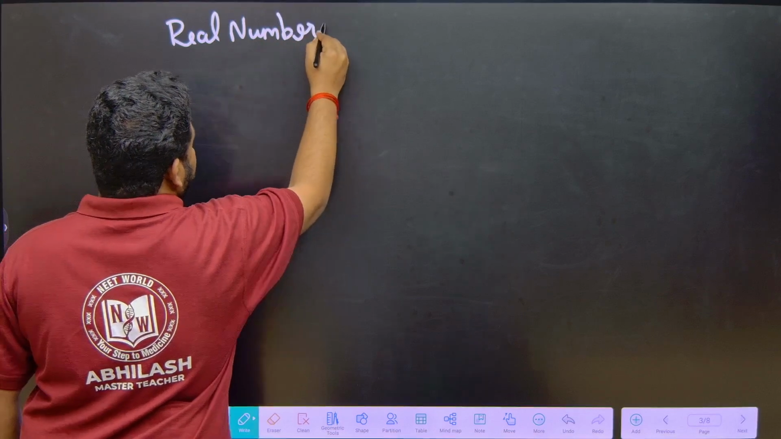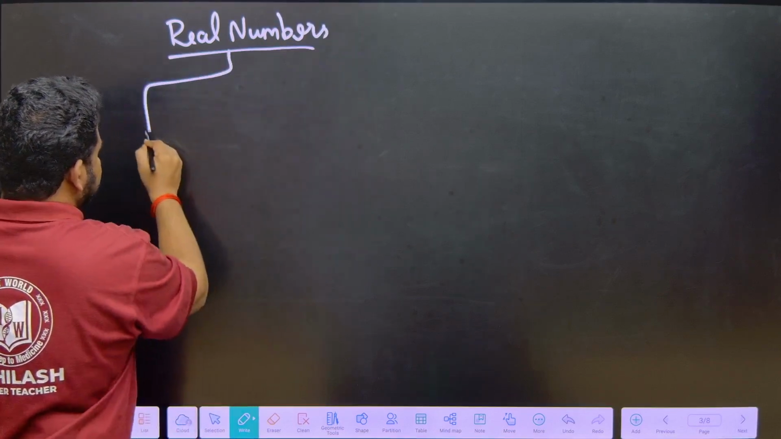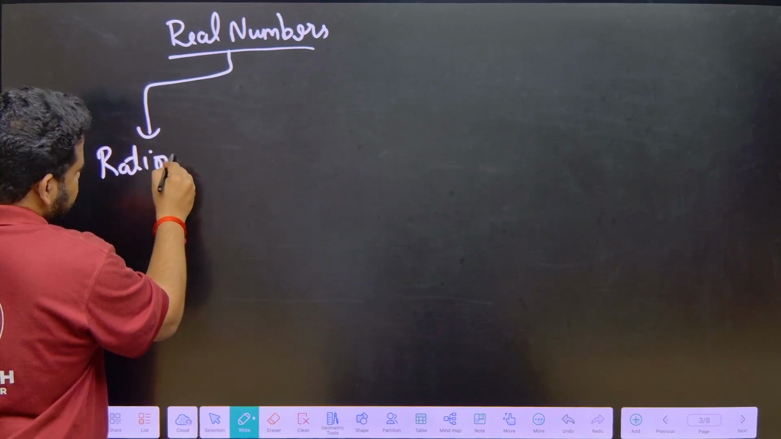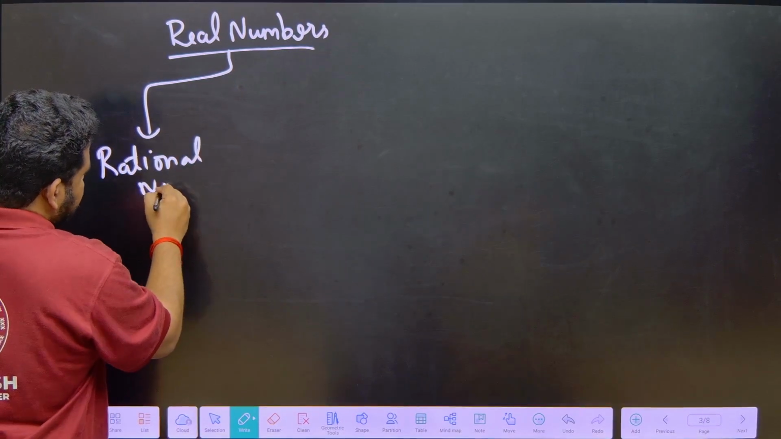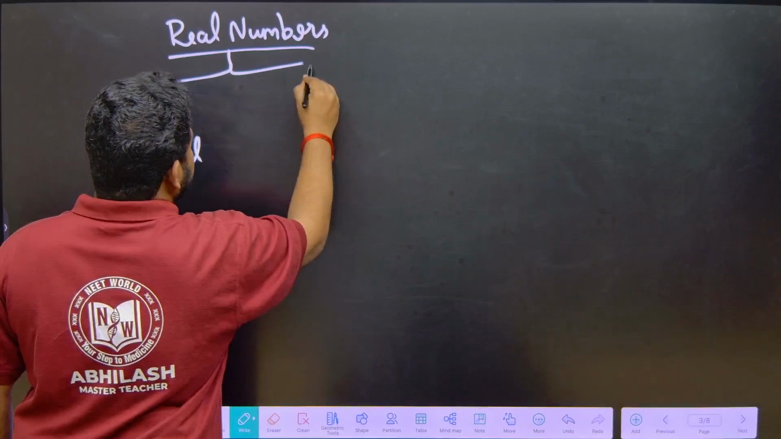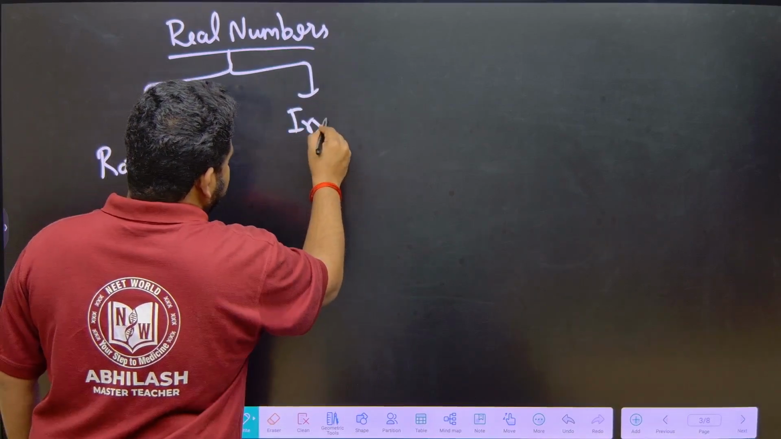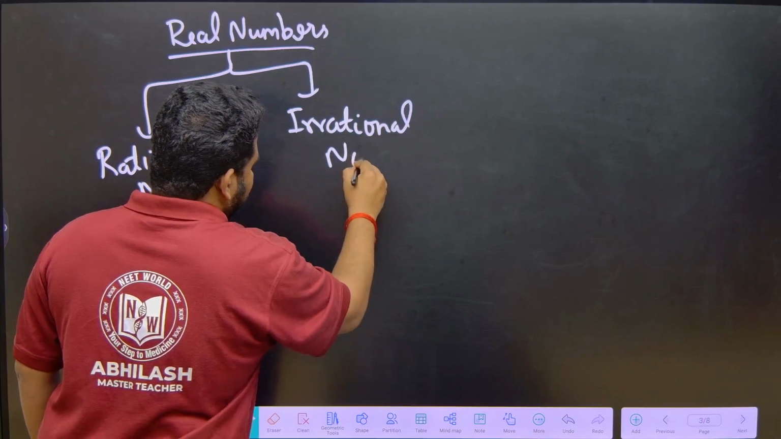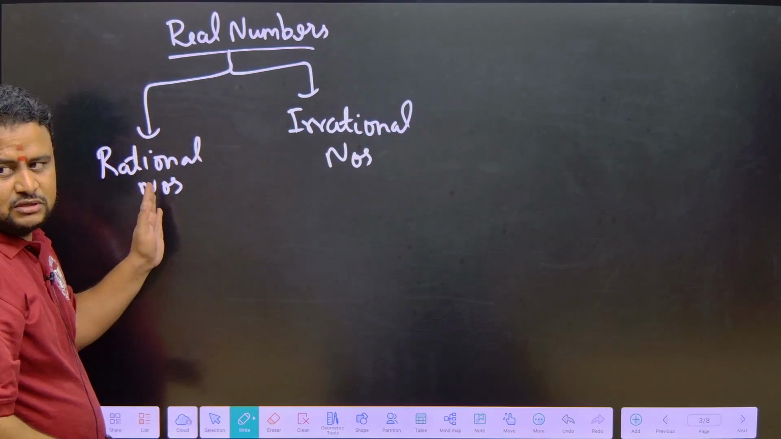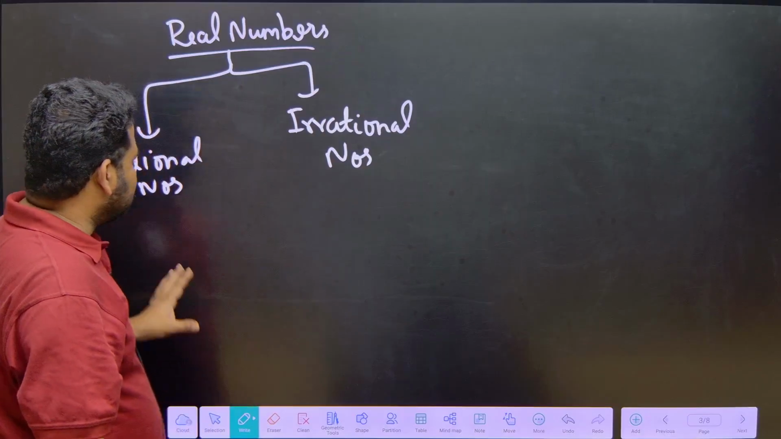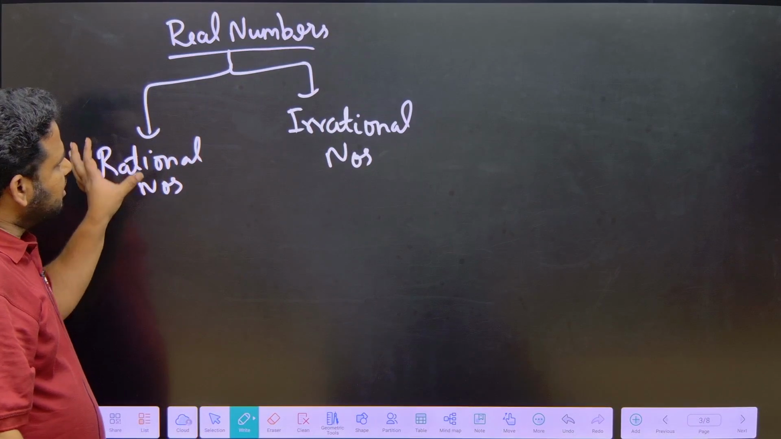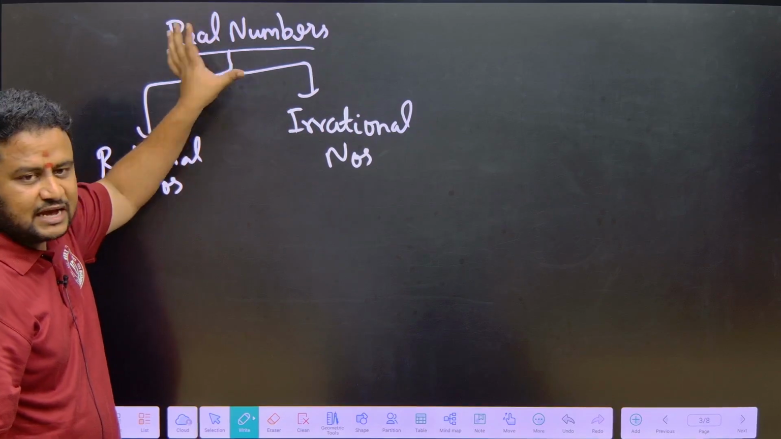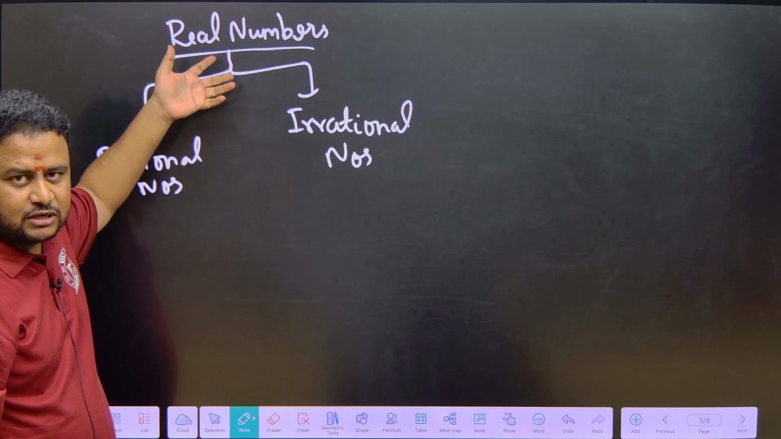Real numbers are what? They are an umbrella set. They contain rational numbers also, and they contain irrational numbers also. So if I use a statement, all rational numbers are real numbers, it is an absolutely true statement. All irrational numbers are real numbers, absolutely true statement. But the other way around, it is not true.